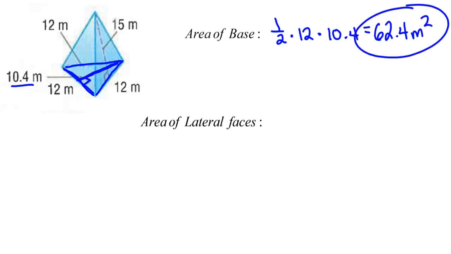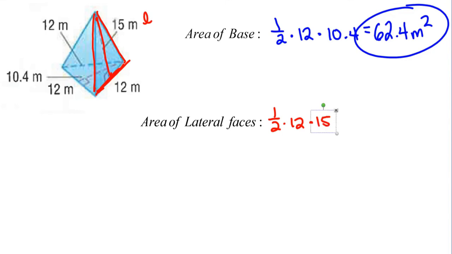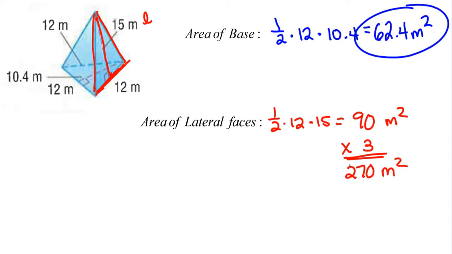Now I need to do my lateral faces. Let me just clear this off here. So my lateral face, I'm going to use this triangle right here, which has a base of 12. So 1/2 times 12 times the slant height, this is my slant height, 15. 1/2 times 12 times 15. 1/2 base times height gives me 90 square meters. And again, there are 1, 2, 3 of those triangles on the lateral faces. So 90 times 3 is 270 square meters. So there's my lateral area.